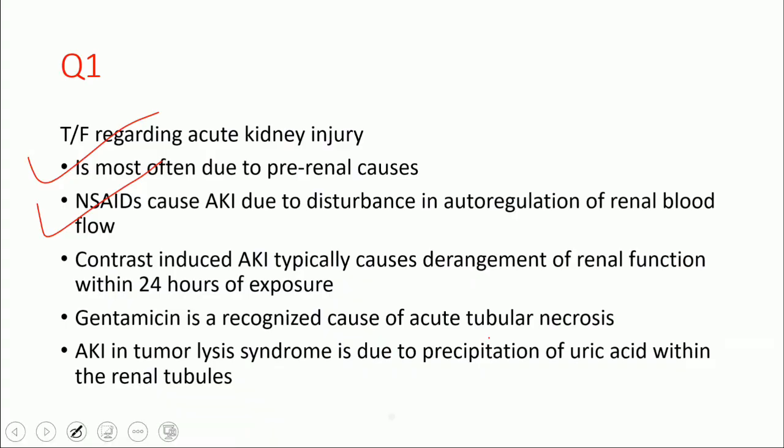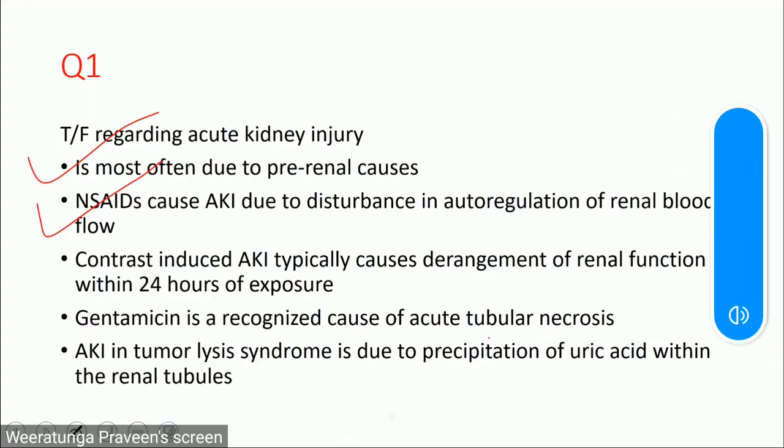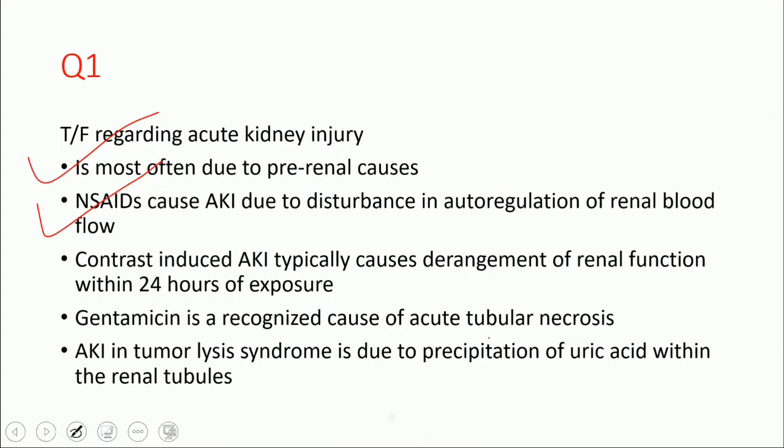So contrast-induced nephropathy typically causes renal derangement at around 24 to 72 hours. So not within 24 hours, it's after 24 hours, up to about 72 hours. And the maximum incidence is at around 48 hours.